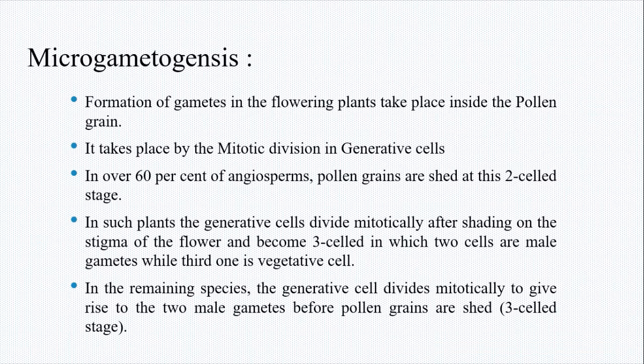Next topic is microgametogenesis. So, what is microgametogenesis? As we have mentioned earlier, there are two portions: the first one is microsporogenesis and the second one is microgametogenesis. Microgametogenesis is the formation of gametes, microgametes, the male gametes, that takes place inside a pollen grain.